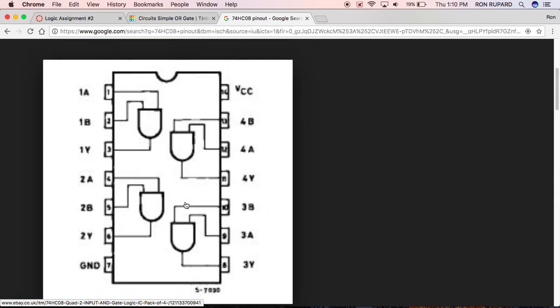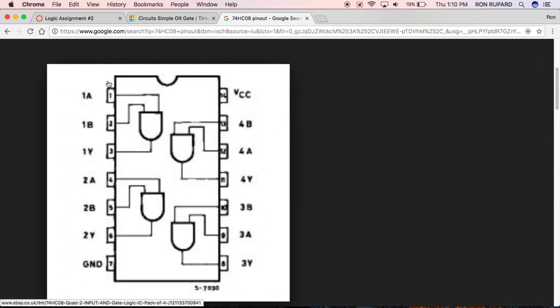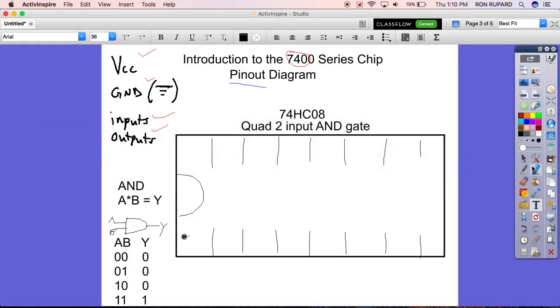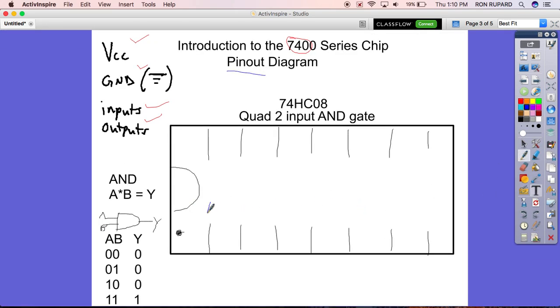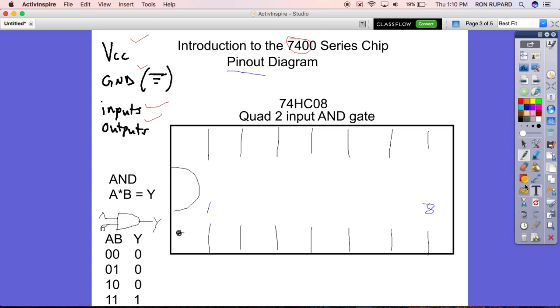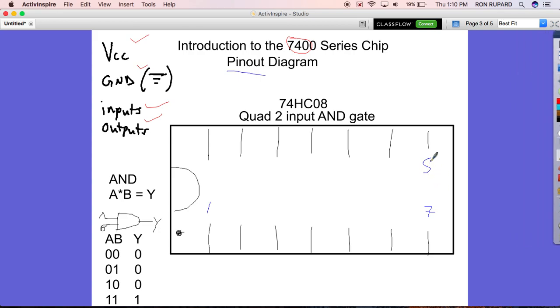And again, I just typed 74HC08 pinout. So you can see they have the pins 1 through 14 labeled. So let's go ahead and, in ours, label them 1 through 14. I'm just going to label the highlights 1, 8, oh, I'm sorry, should be 7, 8, and 14.